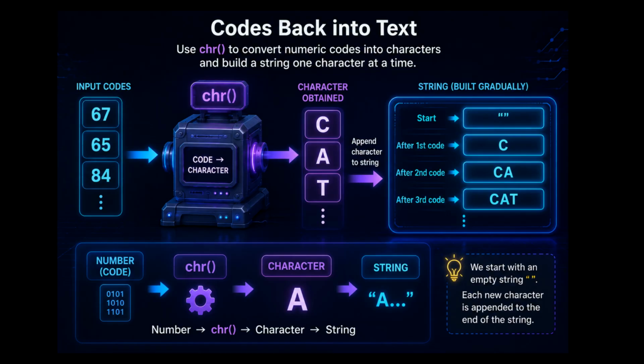CHR67 gives us C, CHR65 gives us A, and CHR84 gives us T. We start with an empty string. Then, we add each new character to the end of the string. First, we get C, then CA, and finally, cat. So remember, number, CHR, character, string. This is how we can build text, one character at a time.